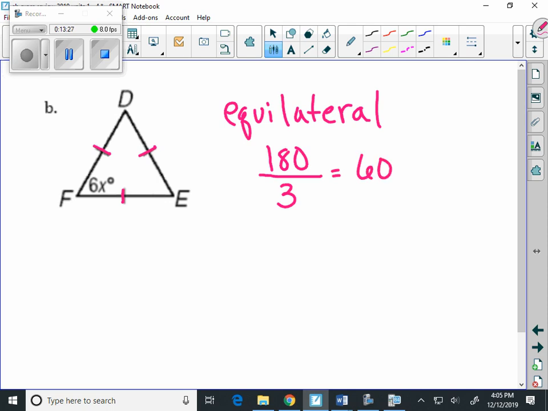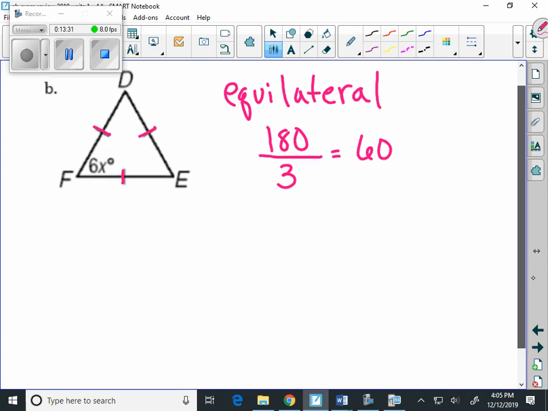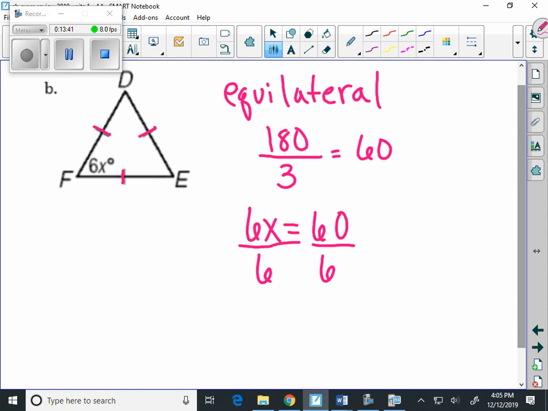And you didn't necessarily need to do that if you knew that in an equilateral triangle, each of the angles is 60 degrees. Because once we know that, we can set 6x equal to 60. And we can divide both sides by 6. And when we divide both sides by 6, we get our value of 10.